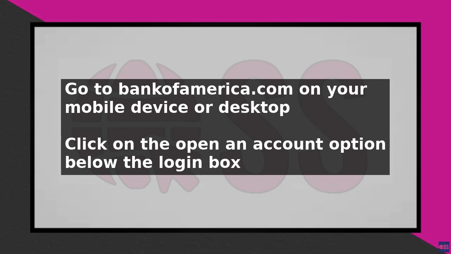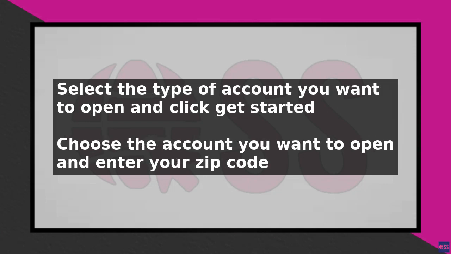This will take you to a new page where you can select the type of account you want to open, such as a checking and savings account. Click on the Get Started option, and then scroll down to view the different account options. Choose the account you want to open, and you will be redirected to a new page where you will be asked to enter your zip code.